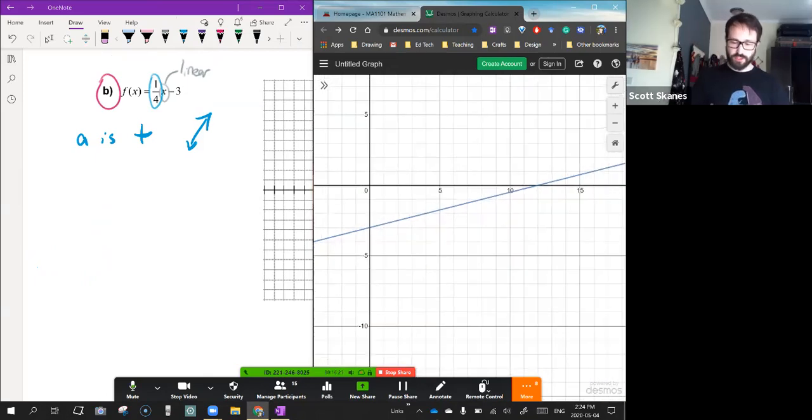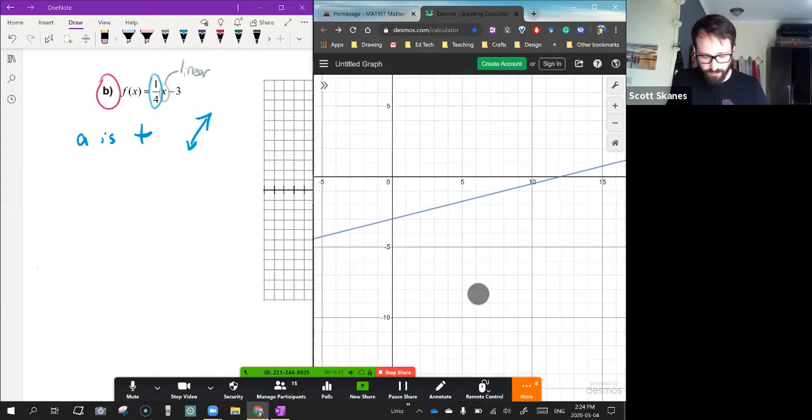Now, which points are important here? Where it crosses the axes is usually what I care about. Sorry, I was jumping around. So right there and right there. Those are two important points.